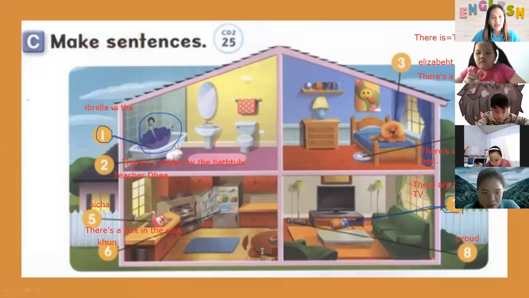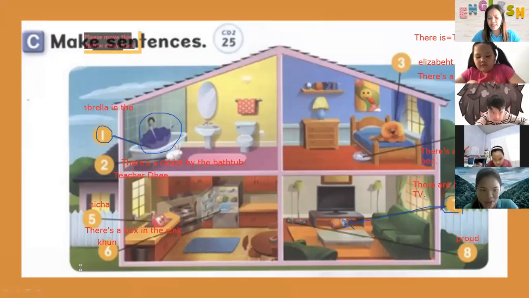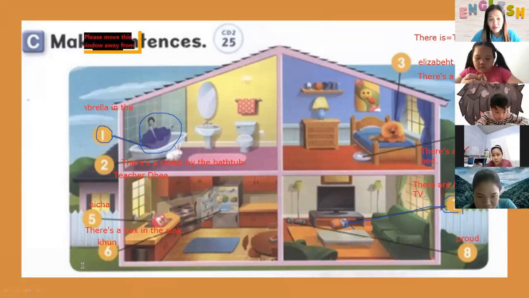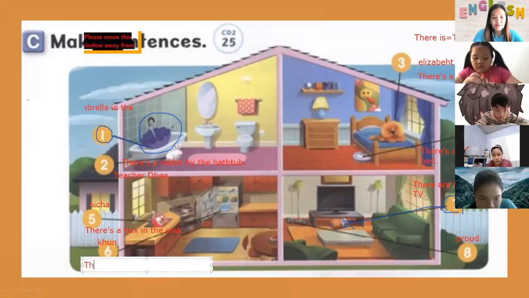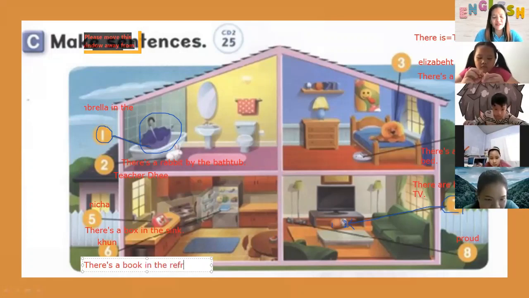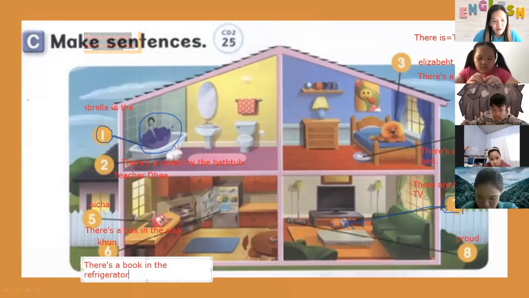Okay, are you ready, number six, Mr. Cohn? Thank you. Yes. Okay, what is that? Number six pointing to what? There's a book in the refrigerator. Wow, very good. There's a book in the refrigerator.